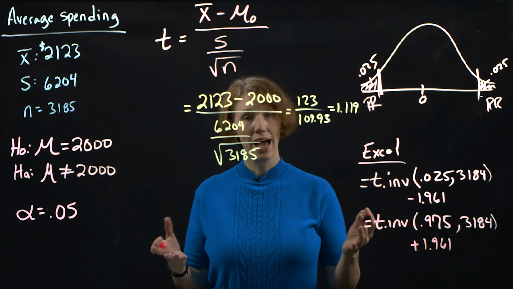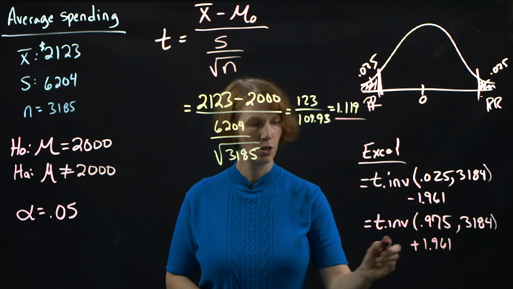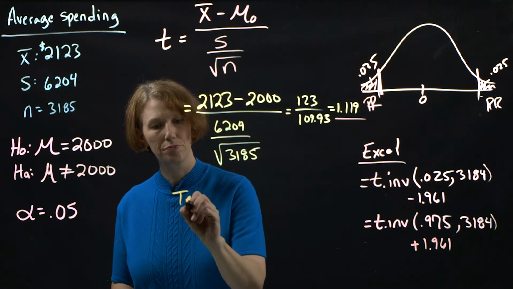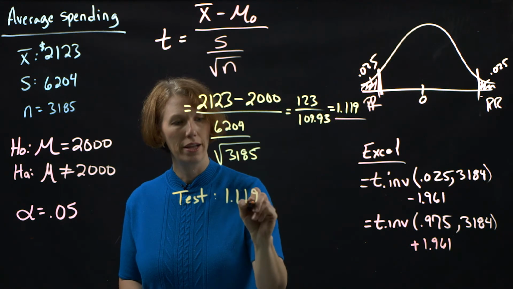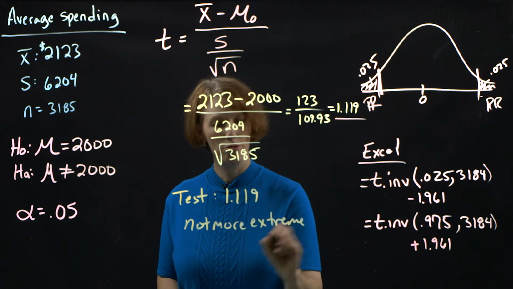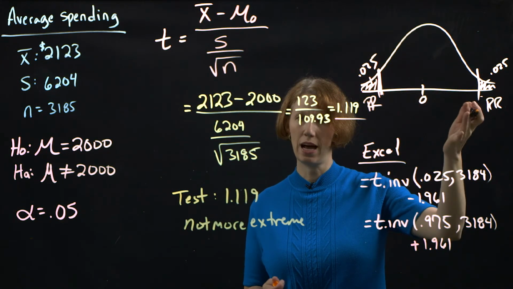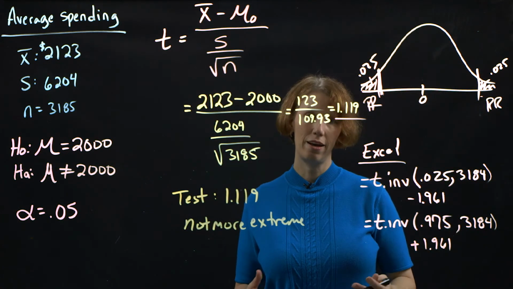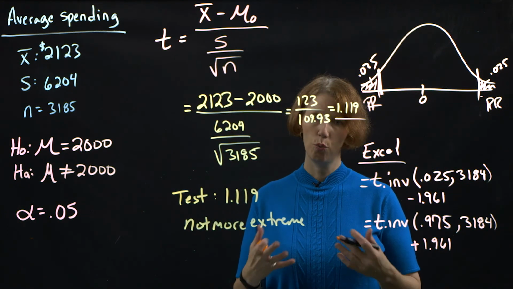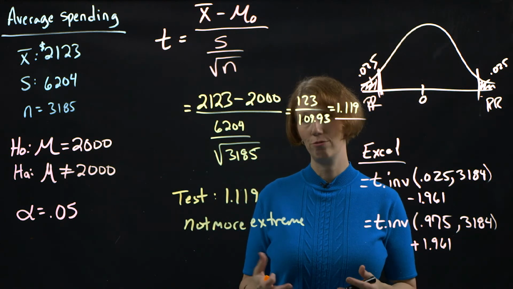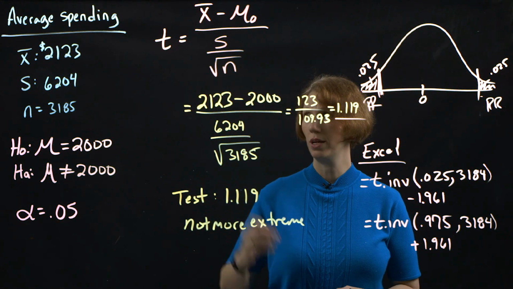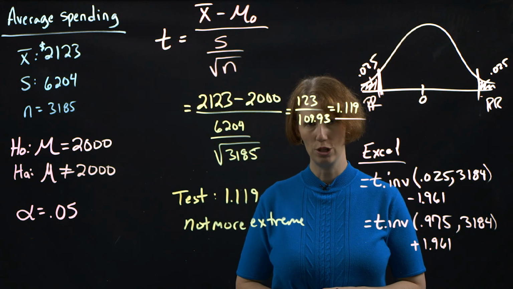All right. So the last thing we need to do is compare our test statistic to our critical values. And what we see here is that our test statistic is 1.119. It's not more extreme than our critical values of positive or negative 1.961. And therefore, we do not have evidence to reject the null hypothesis in favor of the alternative. So we could conclude that the population average spending on office visits during the year equals $2,000. And what we observe is due to chance variation.